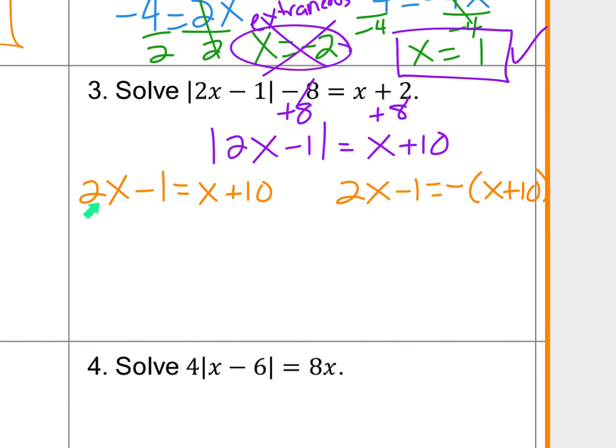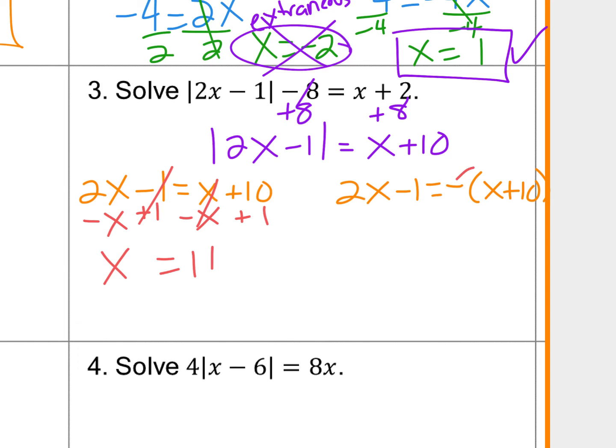Alright, I have x's on both sides, so let's get those together first. I usually move the smaller one, so this time I'm going to move this x to the left. So subtract the x, subtract the x. 2 minus 1 is 1x. And then just to save on space, I'm going to go ahead and add the 1 right here and add it to the right side. So x equals 11.